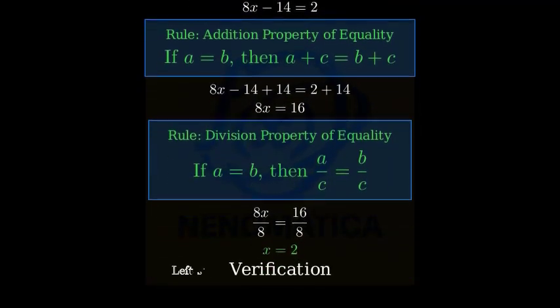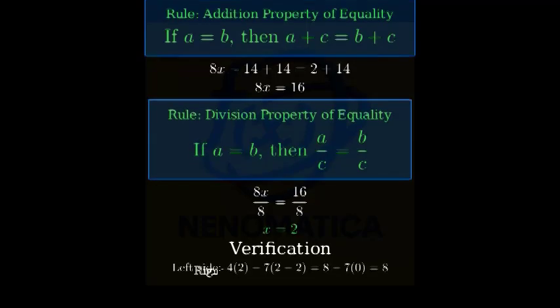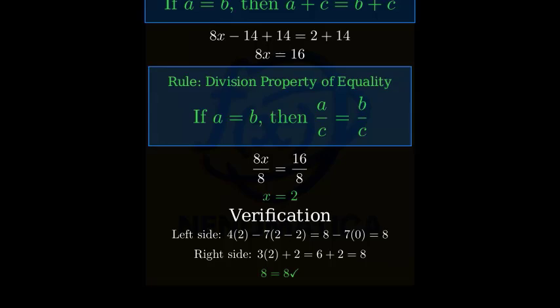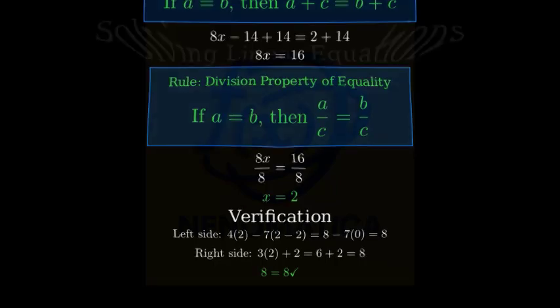Let's verify our answer by substituting x equals 2 back into the original equation. On the left side, we have 4 times 2 minus 7 times open parentheses 2 minus 2 close parentheses. That's 8 minus 7 times 0, which is just 8. On the right side, we have 3 times 2 plus 2, which is 6 plus 2, which equals 8. Since both sides equal 8, our answer is correct.